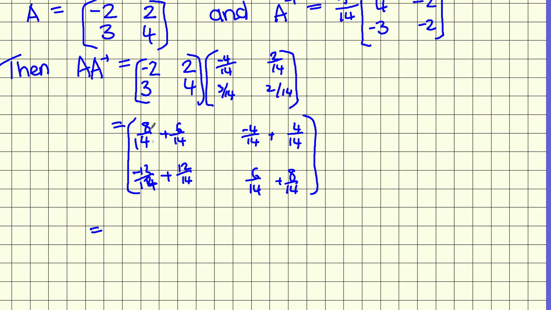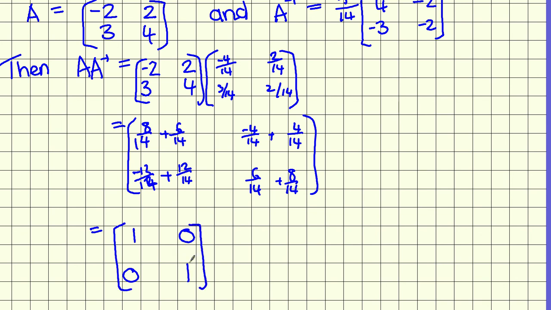Okay, so if we work through this, if you add these together, 8 add 6 gives you 14. This is 14 over 14, which is just 1. Top right, minus 4 over 14 add 4 over 14 gives you 0. Here, minus 12 over 14 add 12 over 14 gives you 0. And then here, 6 over 14 add 8 over 14 gives you 14 over 14, which is just 1 whole.